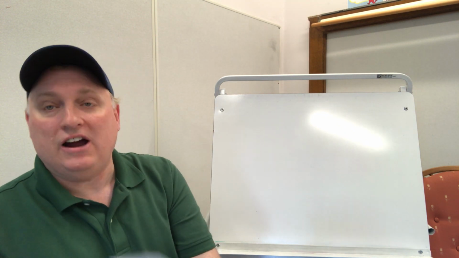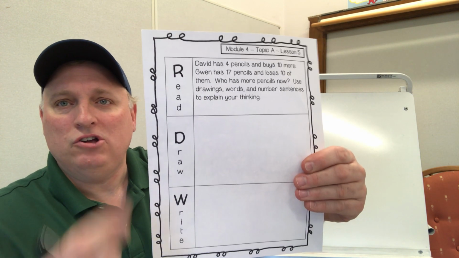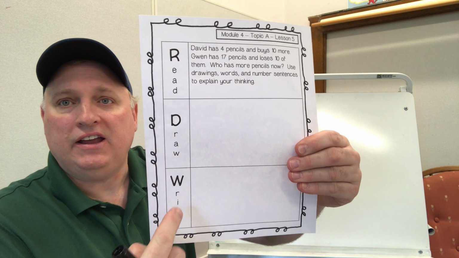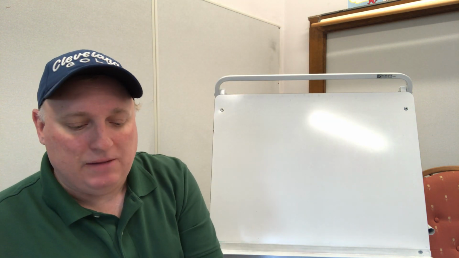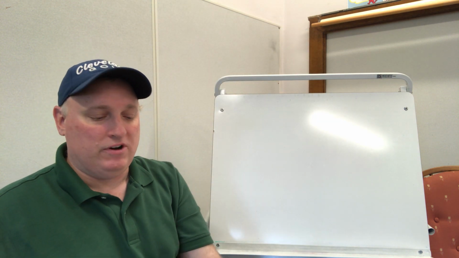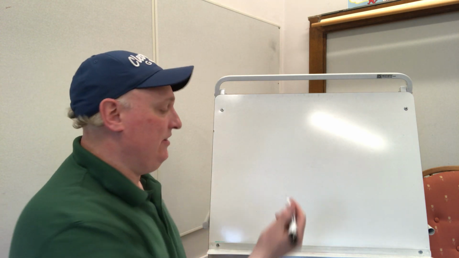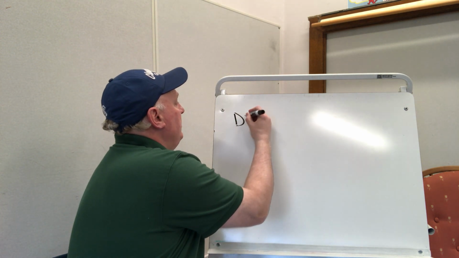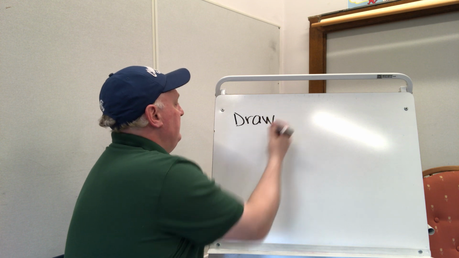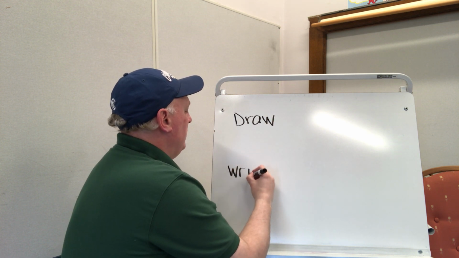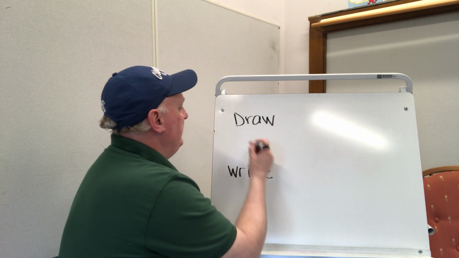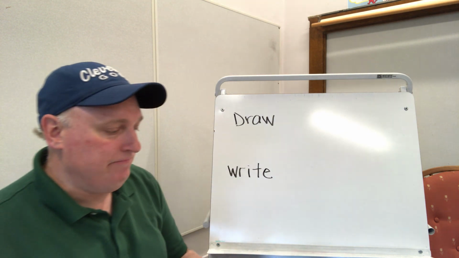Let's start with our daily word problem: read, draw, and write. So I'm going to read the problem to you, and then we're going to talk about how you can draw it. So I'll write the word draw here, and then I'll write the word write here, because we're going to write an answer statement for that.